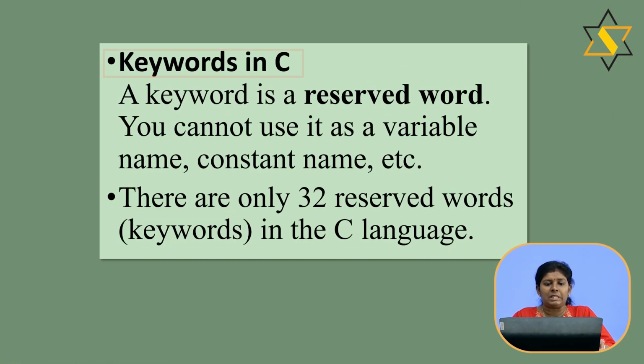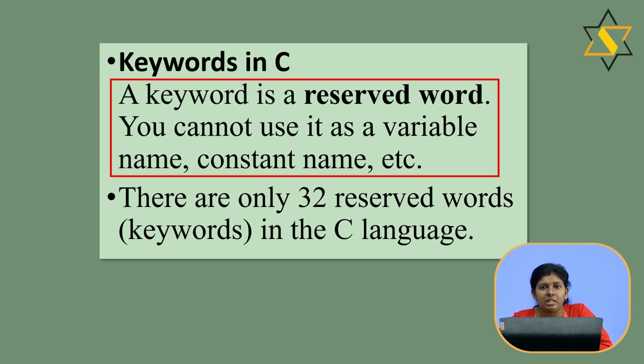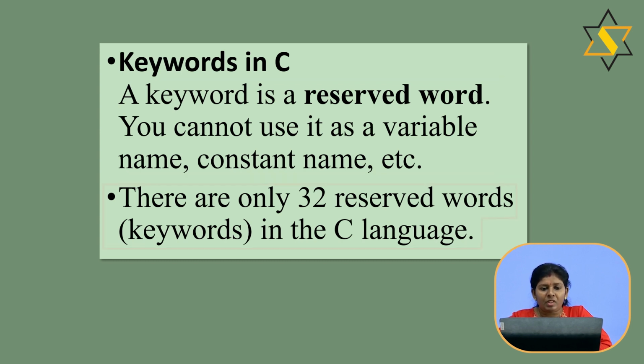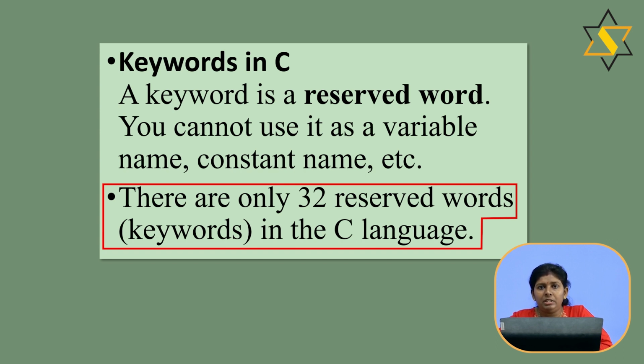First we will see the keywords in C. Keywords are reserved words, meaning they are reserved in your whole program, so you can't change them. They are standard keywords which we use whenever required in our program. In C there are 32 reserved keywords, and different programming languages have different keywords. Now we will see what the 32 keywords in C are.